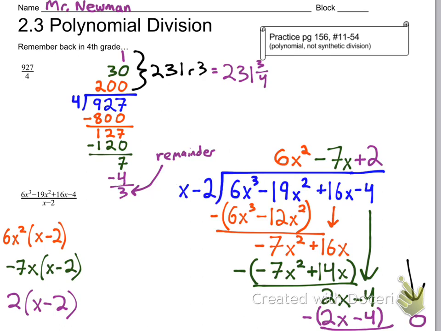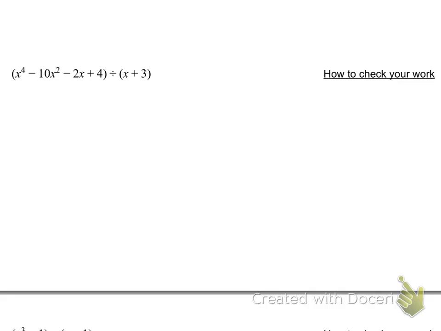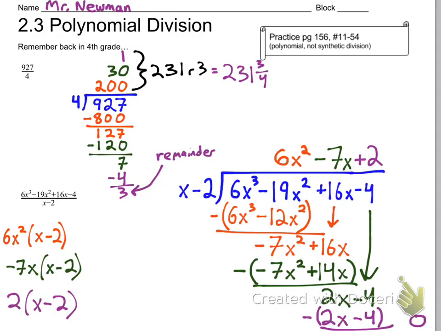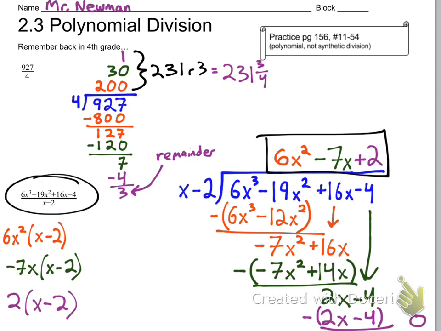But this 0 is important because it shows that we don't have a remainder. It also shows that this x minus 2 is a factor of this big polynomial here, and that will be important later when we're trying to prove what's a factor. All right, so our answer is this right here. That polynomial 6x squared minus 7x plus 2 is equal to this fraction.